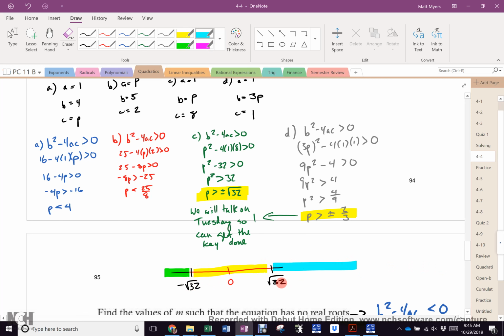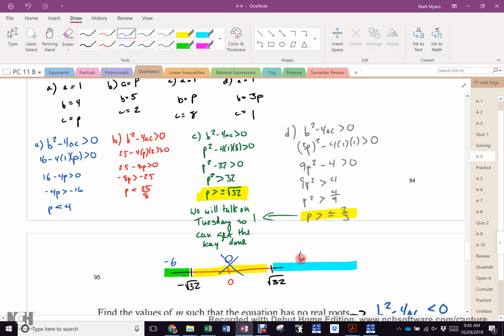Now, root 32 is pretty darn close to root 36, yeah? So, we're going to go ahead and use negative 6 and positive 6 and 0, yeah? So, we can go right to here. Is 0 squared greater than 32? This is not a trick question. No. So it can't be anything in there, yeah?